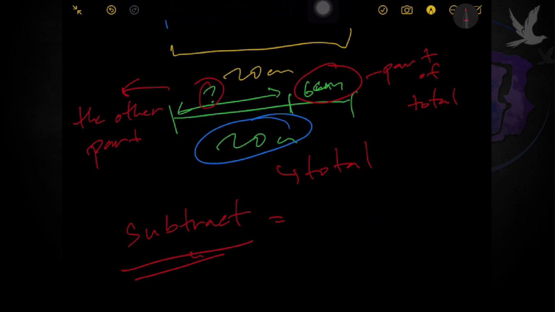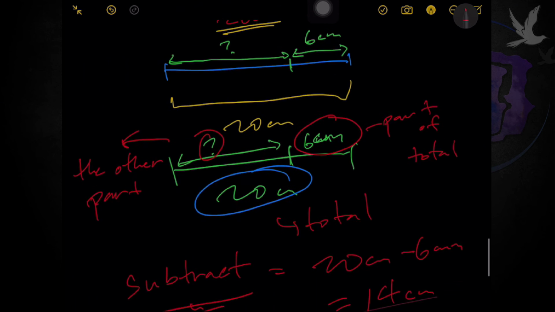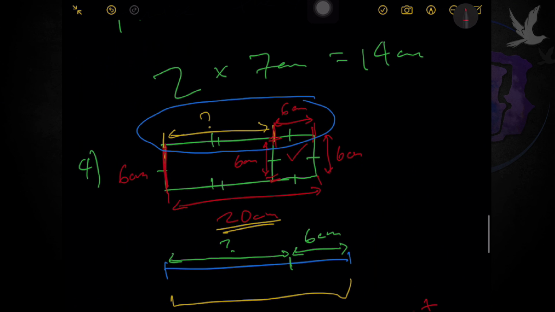Which means to solve for that missing value, you take the total, which is 20 centimeters, the greater value, minus the smaller part, which is 6 centimeters. And 20 centimeters minus 6 centimeters will give you 14 centimeters. Okay, which means that the missing value here is equivalent to 14 centimeters. I hope it makes sense to you.